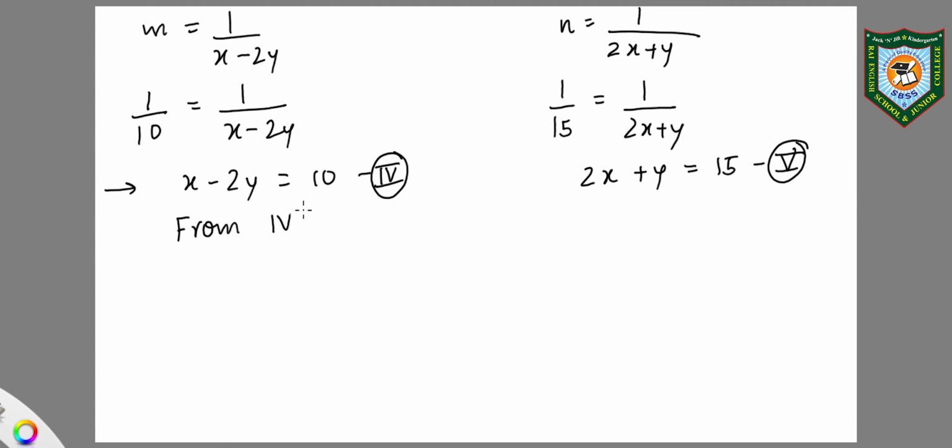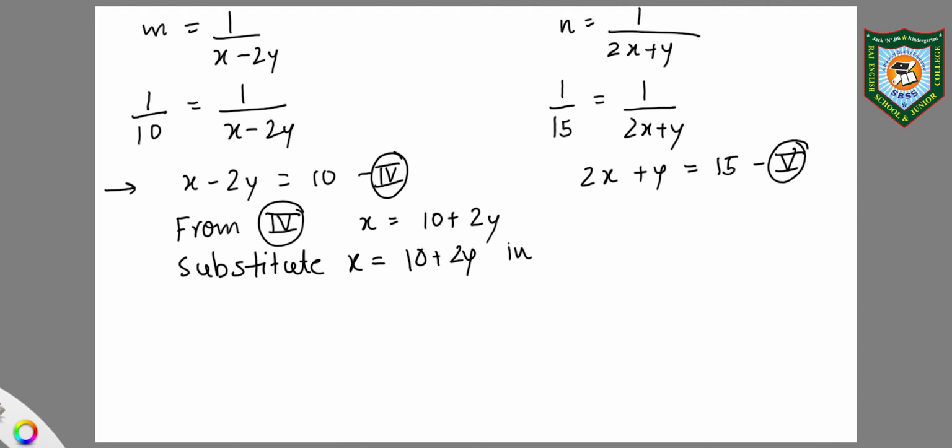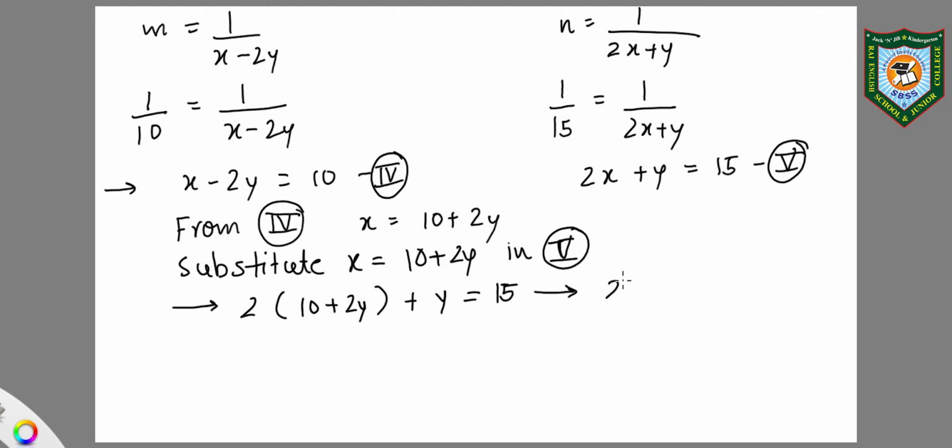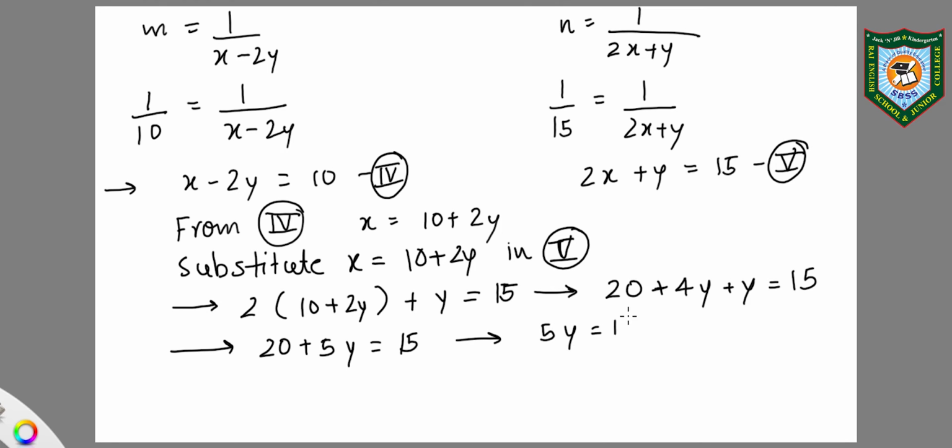From 4, I get x is equal to 10 plus 2y. So I'll be substituting this x value in equation number 5. That gives me 2 times 10 plus 2y, plus y is equal to 15, which implies 20 plus 4y plus y is equal to 15, which implies 20 plus 5y is equal to 15, and 5y is equal to 15 minus 20, which implies 5y is equal to minus 5, and therefore I have y is equal to minus 1.